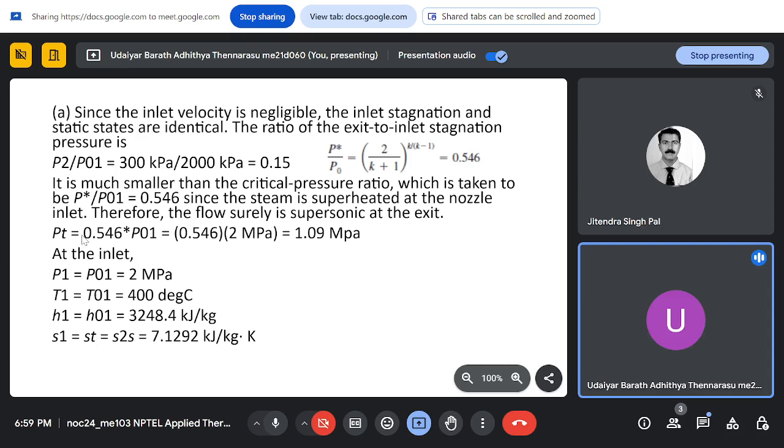So at the throat, my pressure will be 0.546 times the inlet pressure, so it will come out to be 1.09 megapascal. So this is all that is known: inlet pressure 2 megapascal and temperature 400 degrees Celsius. Corresponding to this, we can estimate the enthalpy, which comes out to be 3248.4 kilojoule per kg, and the entropy is 7.1292 kilojoule per kg Kelvin.